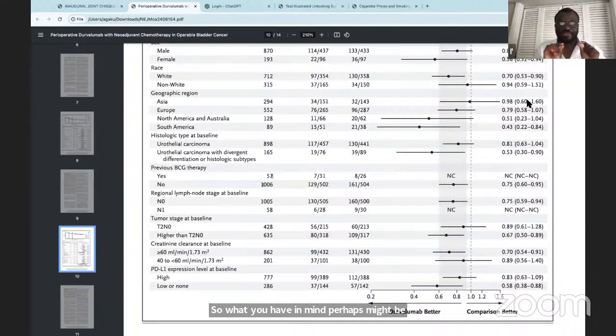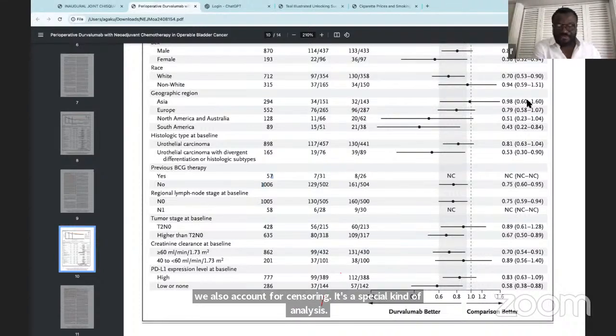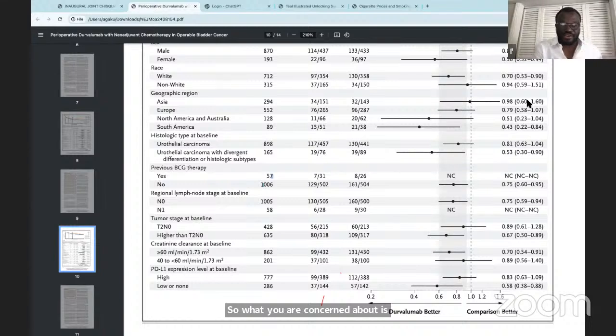So yes, survival time is a continuous variable, but we also account for censoring. It's a special kind of analysis. So what you are concerned about is quite different from when you're analyzing continuous data, where you have to worry about normality, which is an assumption. So the underlying assumptions of a particular method dictate what we do. Survival analysis never made a claim about caring about normality, so don't worry about that, right?